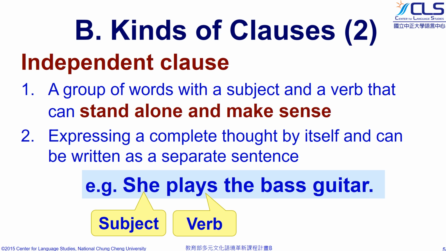Now, let's look at how these clauses work. Independent clauses can stand alone and also make sense. That is, they express meanings by themselves, so they can be written as a separate sentence. For example, she plays the bass guitar. By the sentence itself, we can get a whole picture.